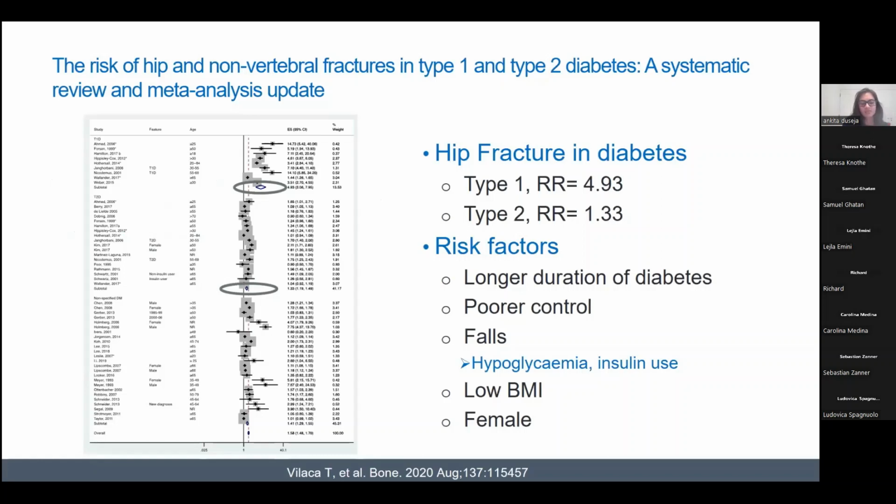In a systematic review and meta-analysis that was led by Tatiana Vilaca from a group here in Sheffield, she found that for type 1 diabetes, the relative risk of having a hip fracture was 4.9, whereas for type 2 diabetes, it was 1.3. If we look at the risk factors, she and others have identified that having diabetes for a longer duration, having poorer control of your diabetes with an increase in falls, especially due to increased insulin use and hypoglycemia, having a low BMI, as well as being female, all interact with diabetes and increase the risk of having a hip fracture.